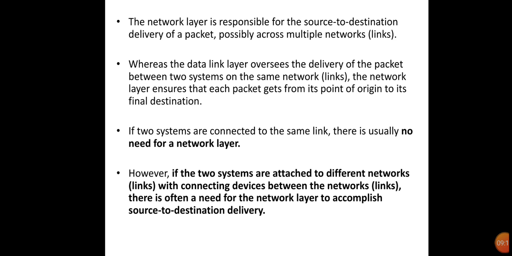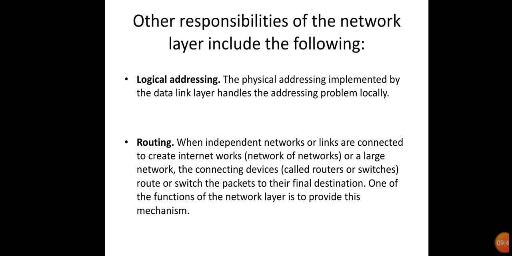If two systems are connected to the same link, there is usually no need for a network layer. However, if the two systems are attached to different networks with connecting devices between the networks, there is often a need for the network layer to accomplish source to destination delivery. Other responsibilities of the network layer include the following.